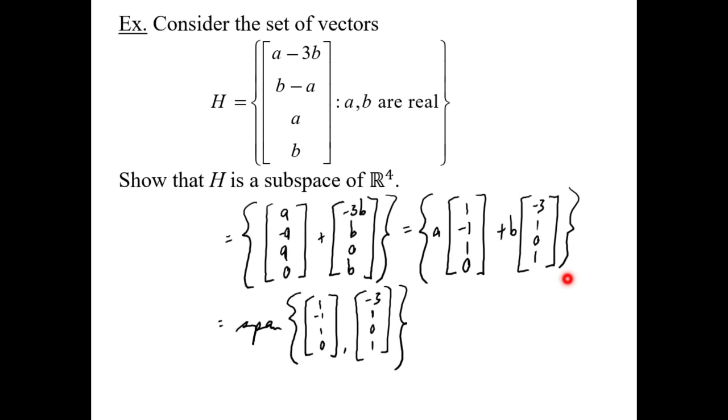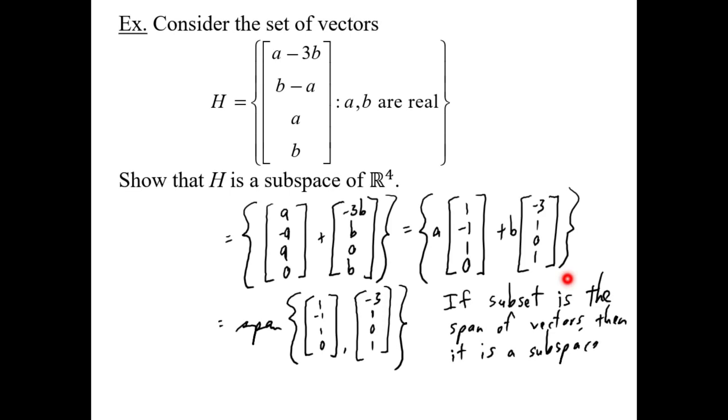And if the subset is the span of vectors, then it is a subspace. There we go. Cool. So just showing that it's the span of vectors is enough to show that it is a subspace, because we've already proven that spanning two vectors results in a subspace.